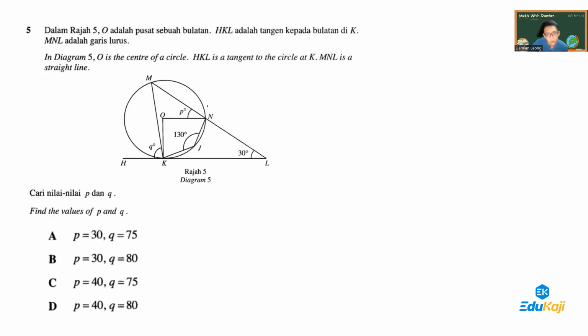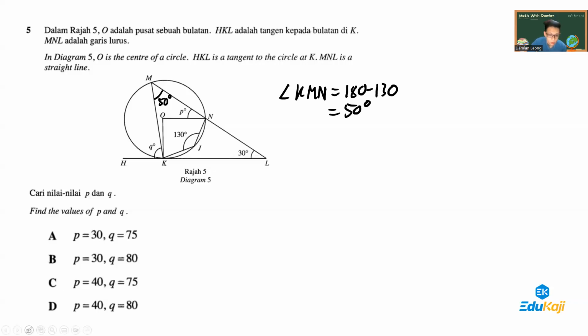So let's see. Yeah, let's find this one right here. Okay, so this is a cyclic quadrilateral. Cyclic quadrilateral means opposite interior angles add up to 180. So angle KMN is 180 minus 130, 50 degrees.